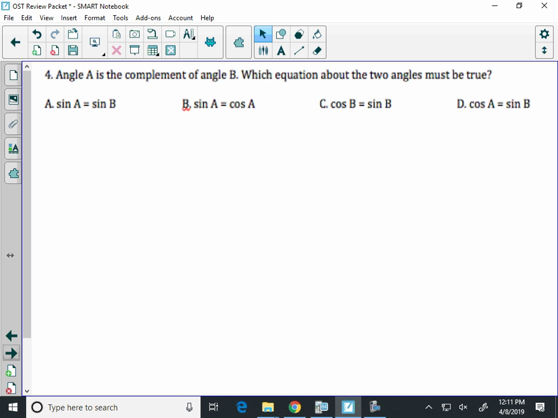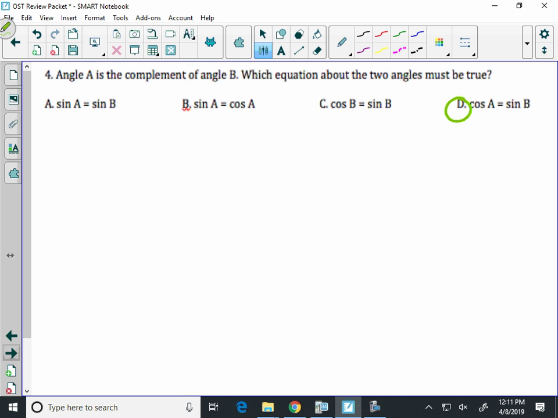They add to 90. So whenever we have complementary angles, what do we know about the sine of one and the cosine of the other? They're the same. So then, Trent, what's our answer going to be? D. Okay. Whenever we have complementary angles, we know the cosine of one is equal to the sine of the other. They ask this question in different ways.